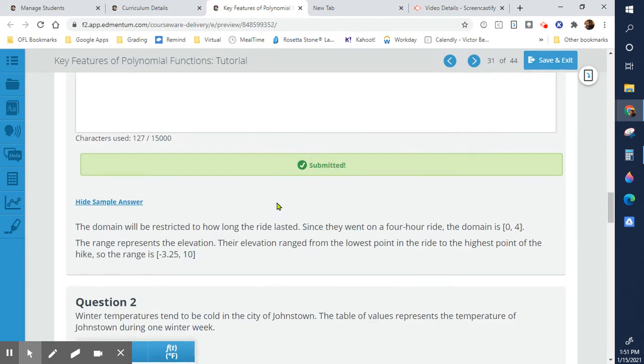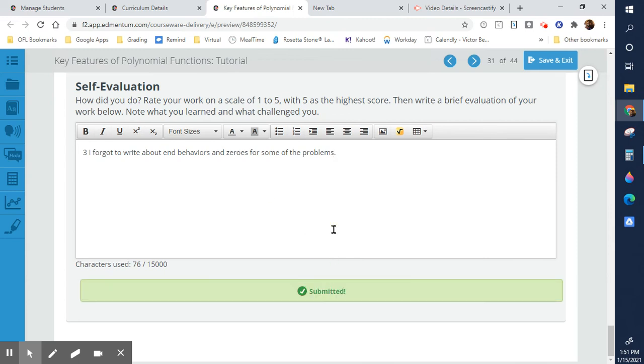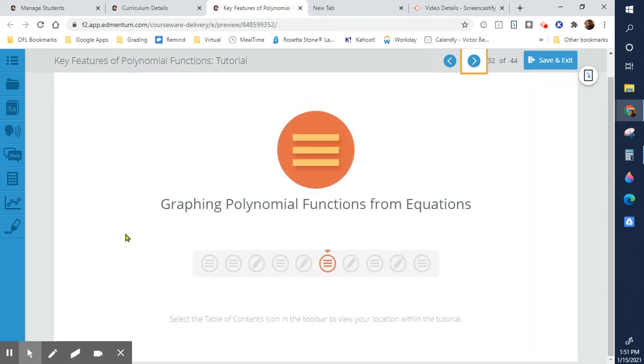Is there anything I didn't do? So I would give myself a 3. I forgot to write about end behaviors and zeros for some of the problems. So there I'm marking myself down for basically not reading directions. Let's go on to the next one.